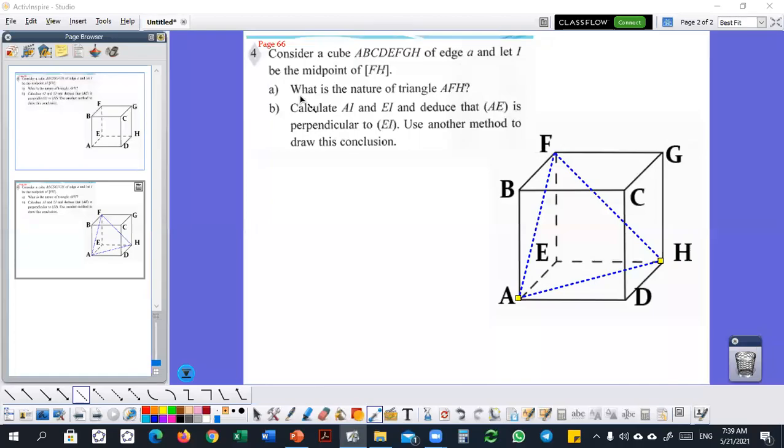So what is the nature of triangle AFH? I will say that AF is equal to FH, which is equal to AH. All are diagonals in equal squares, or in identical squares. They should be equal. That allows me to say that they are all squares with equal sides.